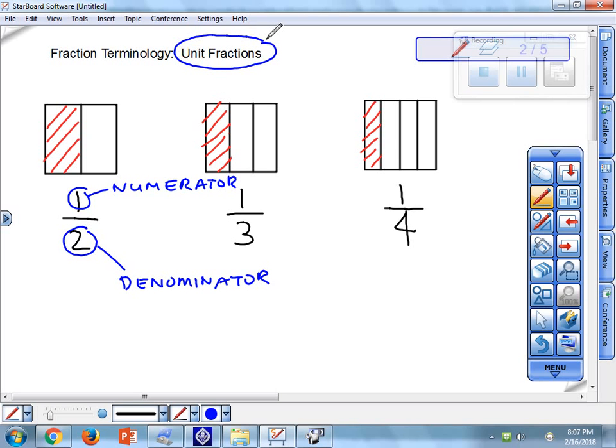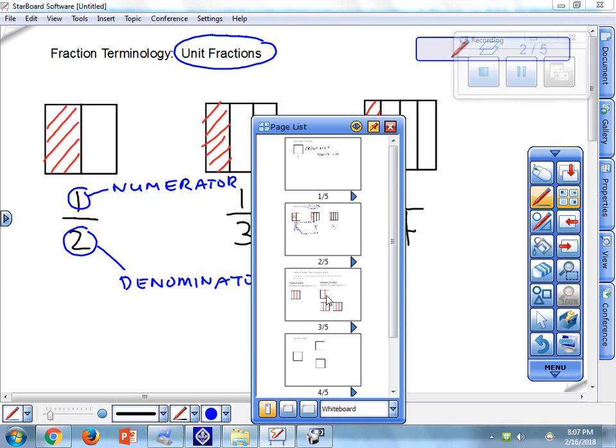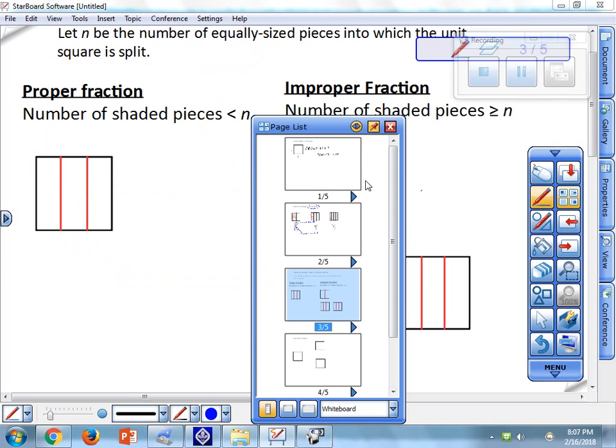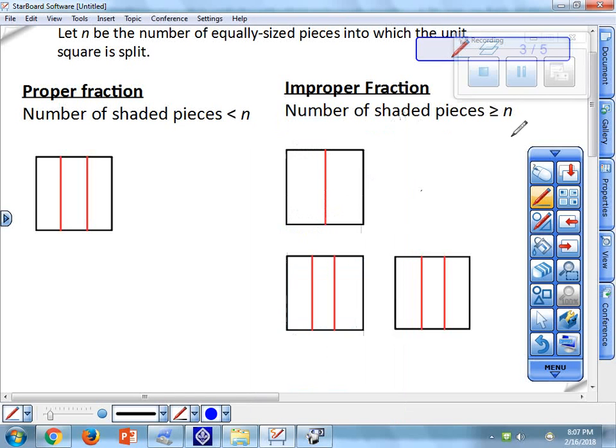Okay, now that we've looked at unit fractions, we can also talk about multiples of these unit fractions. For example, the unit square on the far right, if I had shaded 2 of those pieces, then I would have a fraction that is 2 unit fractions. It would be 2/4, which is 1/4 plus 1/4. So I can combine unit fractions to create any other kind of fraction that I want by just adding more pieces. Let's go to the next slide and talk a little bit about proper versus improper fractions.